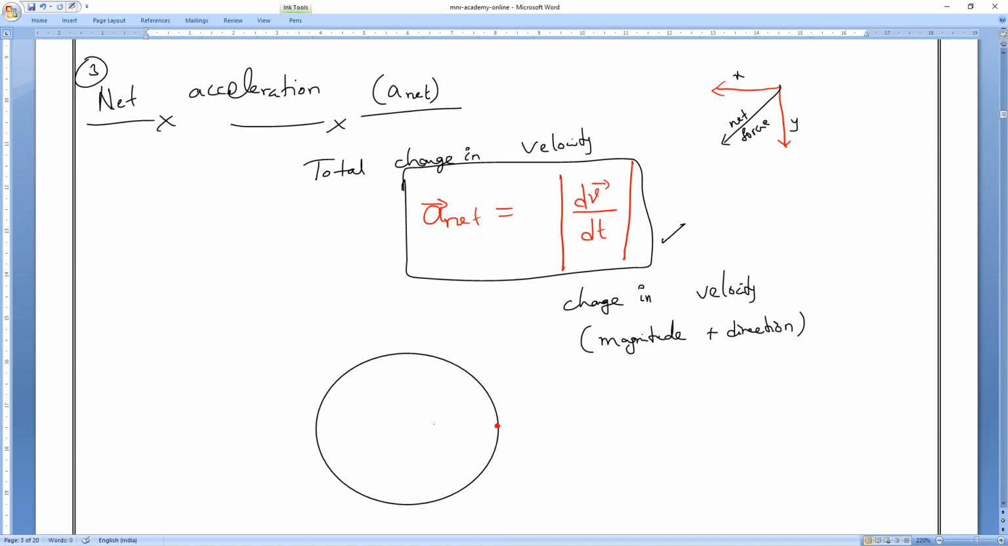Now tell me, at this point, centripetal acceleration is acting towards the what? You have to speak. Centripetal acceleration acts towards the center. Tangential acceleration is acting along the tangent at the particular point. Yes or no? Everybody clear? So this is tangential acceleration.